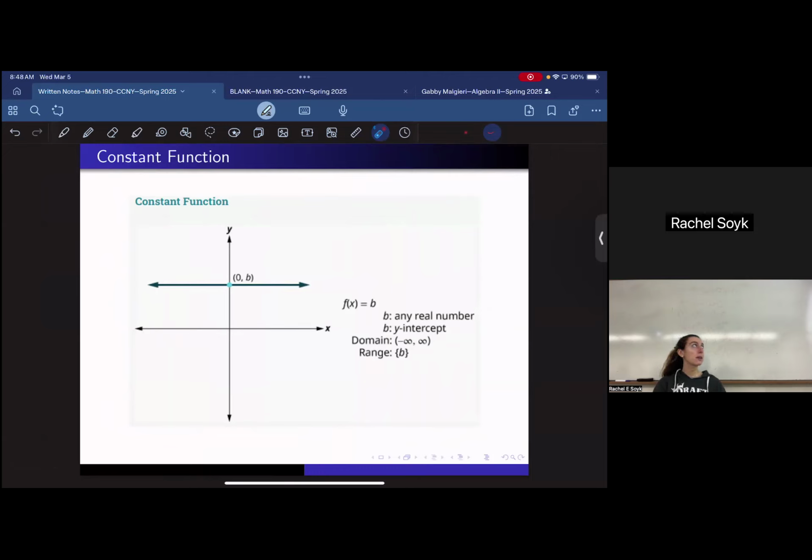This is another notes page known as a constant function, aka our horizontal lines.